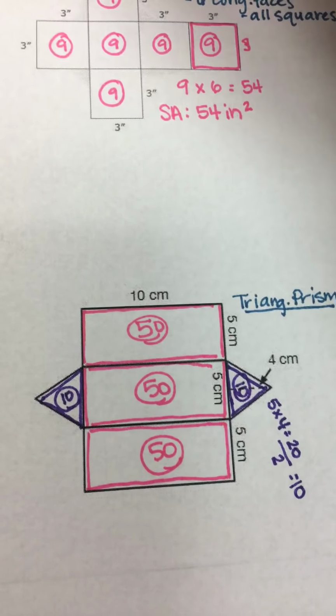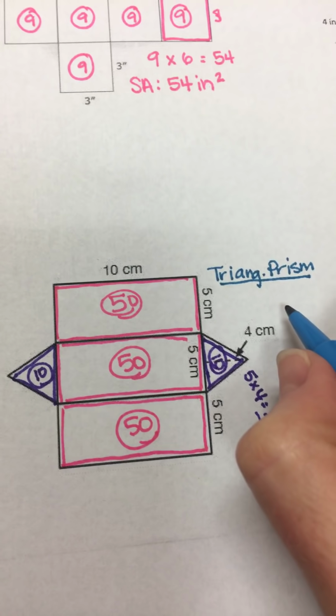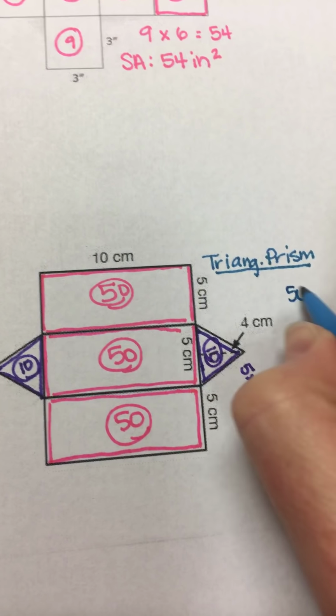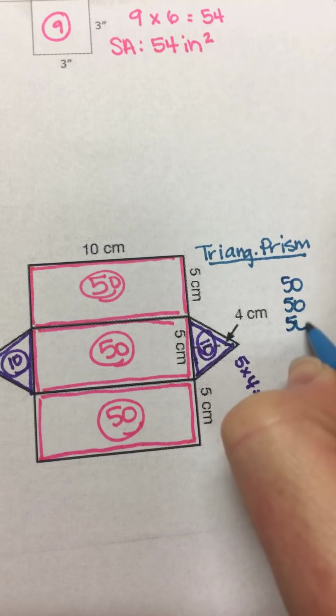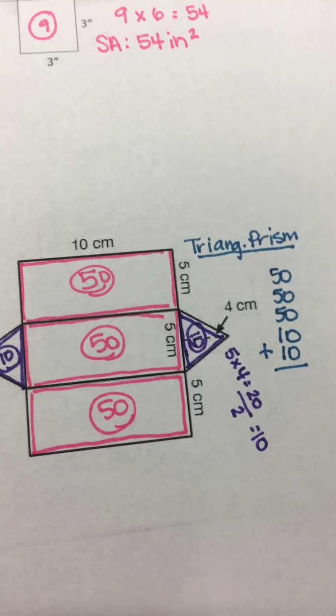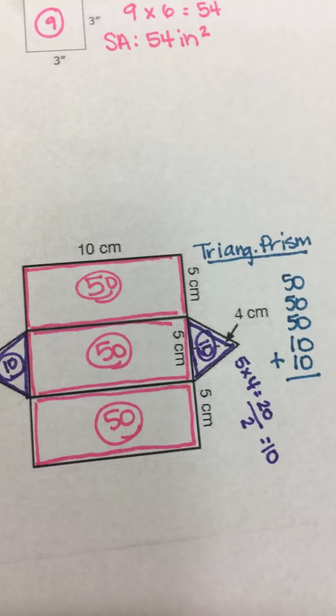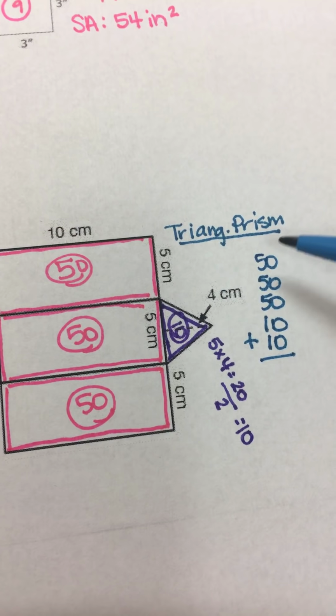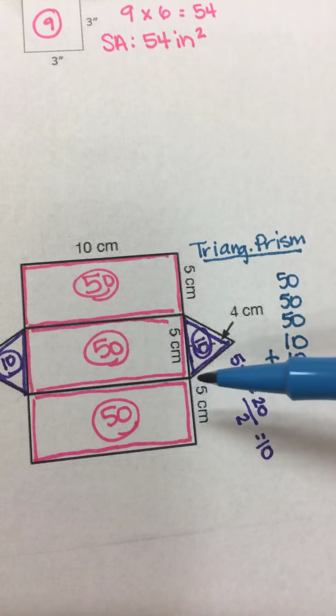So to find our total area, we're now going to add all of these up. So we're going to do 50, 50, 50, and then 10 and 10. And there are some shortcuts. Some of you probably realize what they are, and if you see them, go for it. If not, we're just going to break it down into the 6 parts that we see.